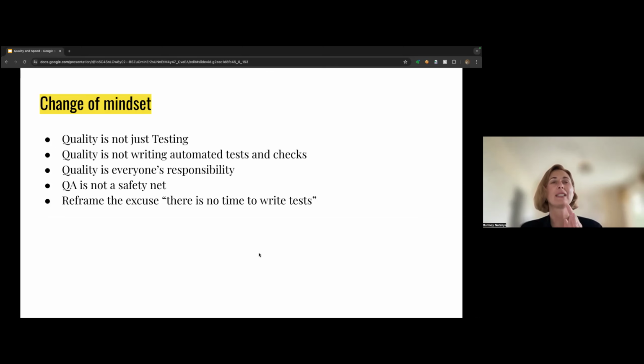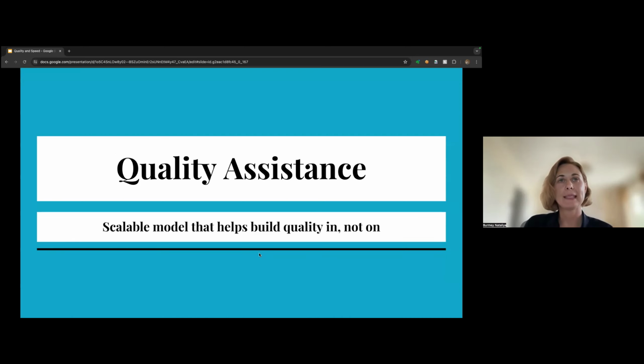A lot of mindset changing, and that's only a snapshot of some of the most visible changes that were happening to us. I'm sure every one of you will have even more important changes of mindset. But that was for us. And then we discovered there is a model existing that is called quality assistance.